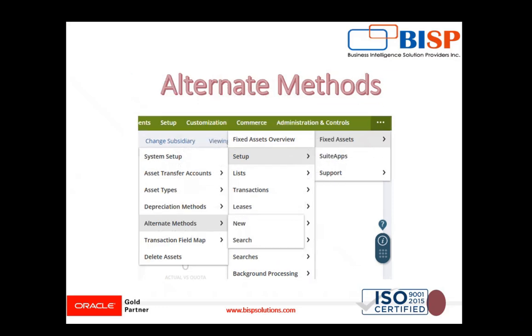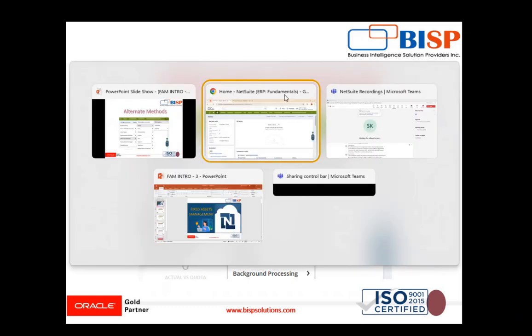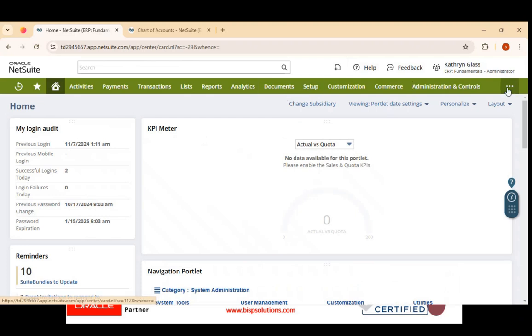Then comes our alternate methods. So in NetSuite fixed assets management module, alternate depreciation methods allows companies to define and apply different depreciation calculation for specific purposes such as reporting, alternate financial reporting, or internal accounting requirements. These methods operate alongside the primary depreciation method and give organization flexibility in asset management and reporting. So alternate method is for depreciation only.